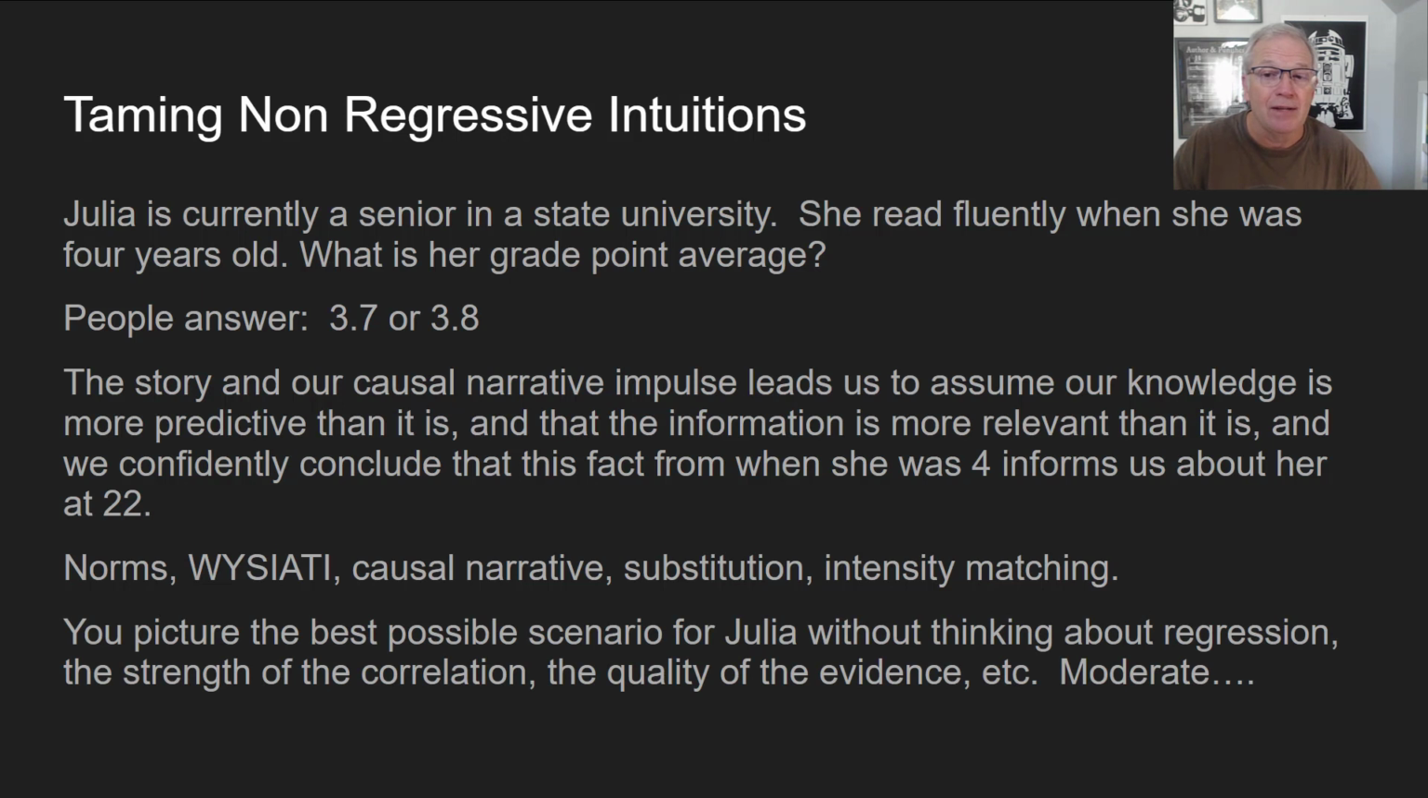To give a really quick summary of what Kahneman says, you picture the best possible scenario for Julia without thinking about regression, without thinking about the strength of the correlation between reading at 4 and GPA in college, which there's a lot that goes on between those two. There's not a very good correlation there. The quality of the evidence and so on. What you should do here is moderate. You're coming in with a high number, and you should moderate and tame it and bring it down closer to the mean. So again, read that section carefully and take careful notes, because Kahneman's got a lot of important detail there that I'm just glossing over quickly here.